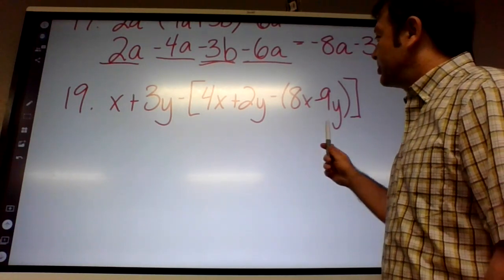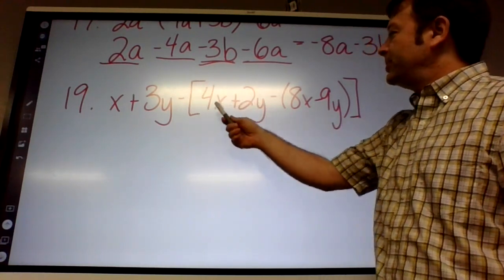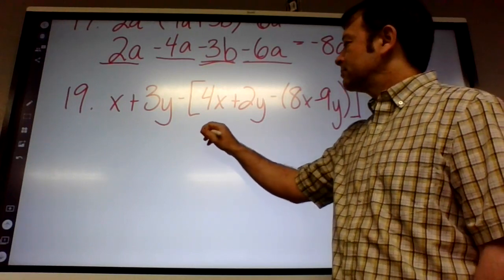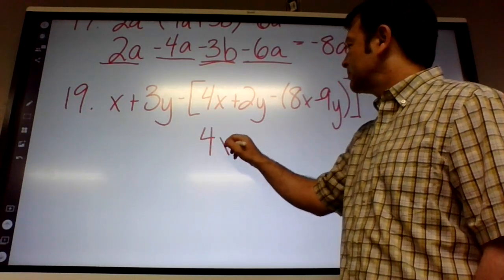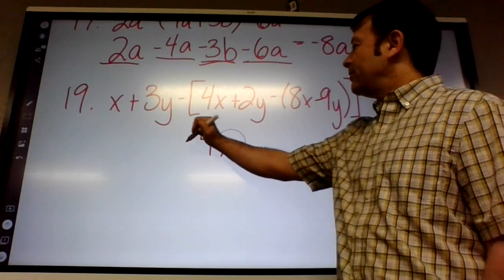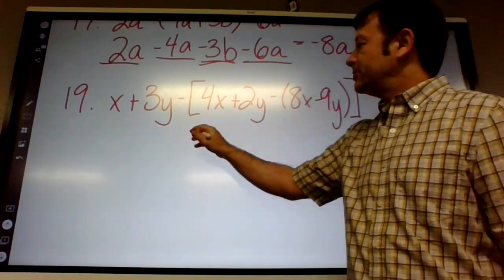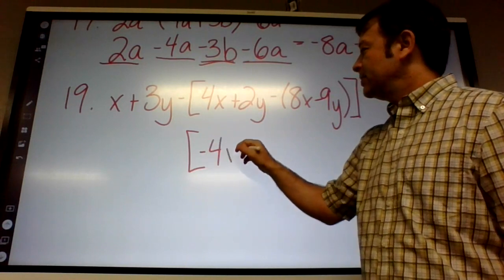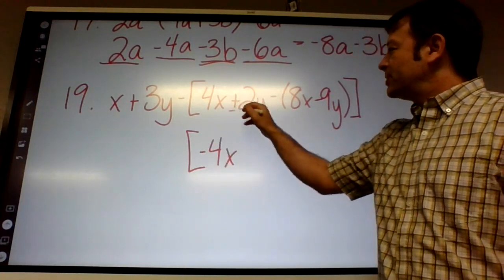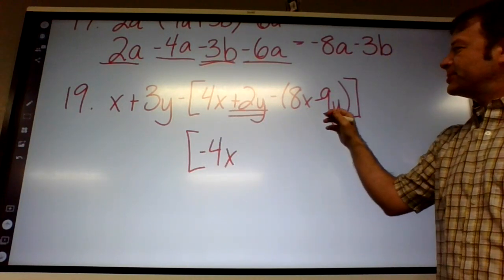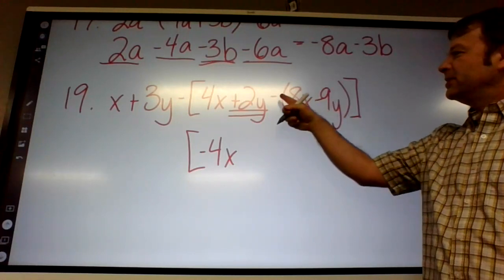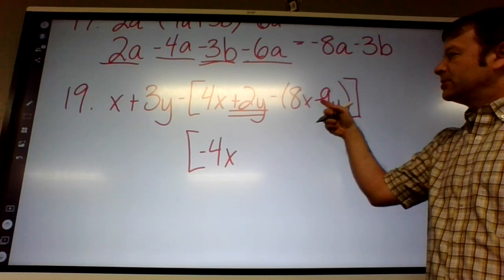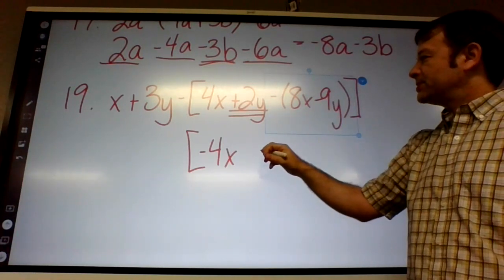Let's see, I kind of lost where it was. Oh, so what can we do inside the brackets here? We've got 4x minus 8x. Let's go ahead and do that. Then we have a plus 2y, and what else? A minus 9y, so it's actually a plus 9y.